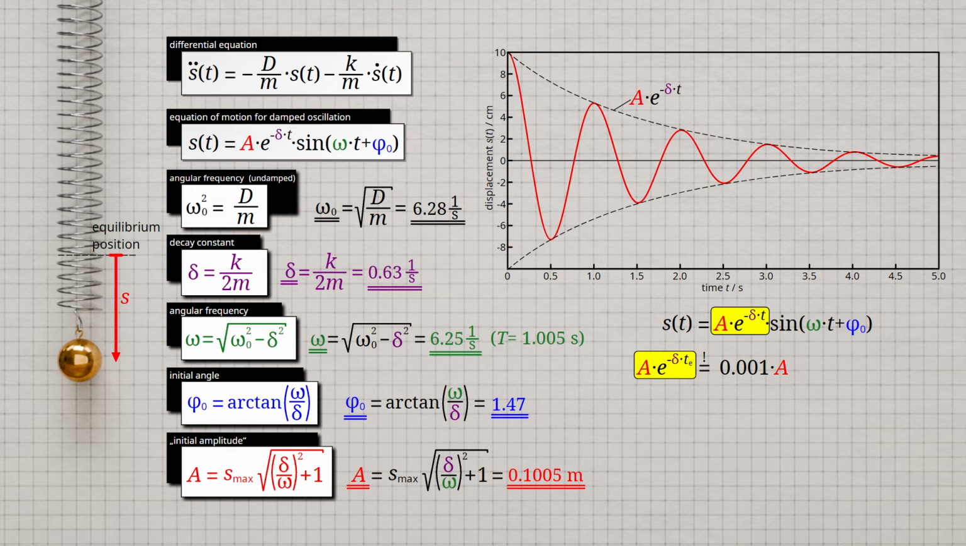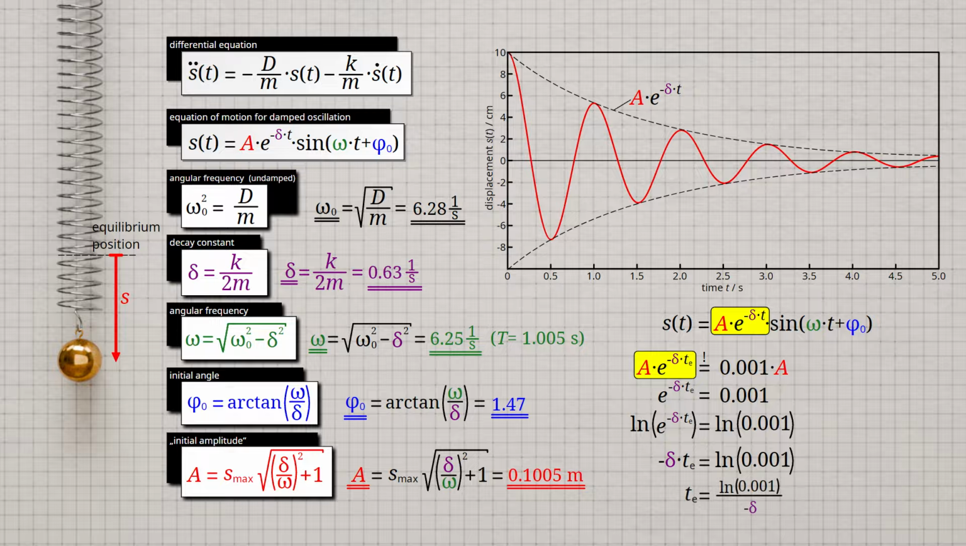Let us now determine, for our oscillation according to this definition, the duration until the oscillation is fully decayed. We observe that the initial amplitude A cancels out in the corresponding equation. To solve the equation for the time t, we apply the natural logarithm function to both sides. Since the natural logarithm is the inverse function of the exponential function, we obtain on the left side of the equation the exponent of the exponential function, that is, the negative product of the decay constant delta and the time t. We then rearrange this equation to solve for the desired time duration t. After substituting the values, we obtain a time duration of approximately 11 seconds, after which the oscillation is considered fully decayed according to this definition.